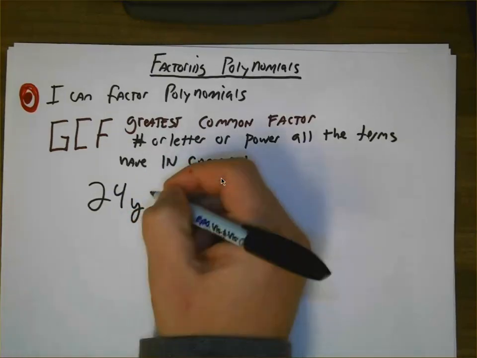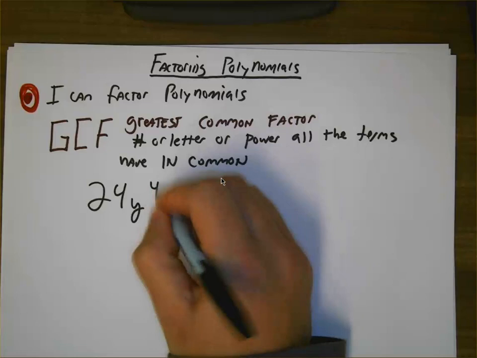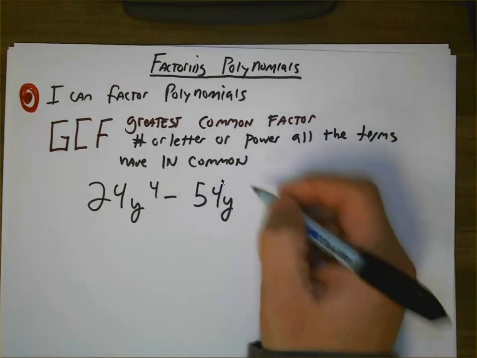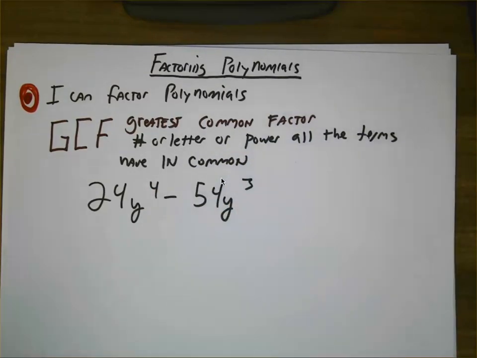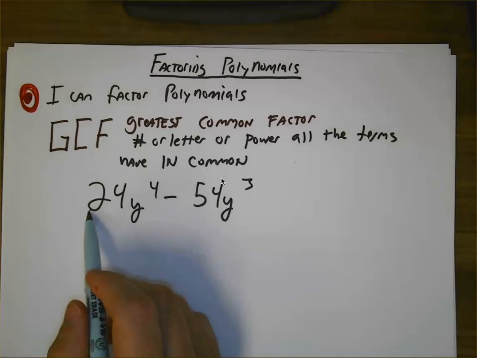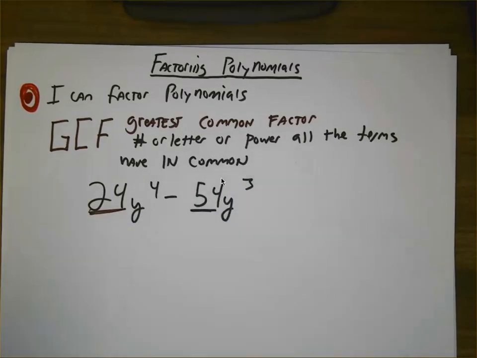Okay, so let's say we had a polynomial like 24y to the fourth minus 54y to the third. Looking at that, what's the biggest thing that they have in common? Well, I can see that they have a y. So the numbers, the 24 and the 54, what's the biggest number that they can have in common? I think it's 6, right?